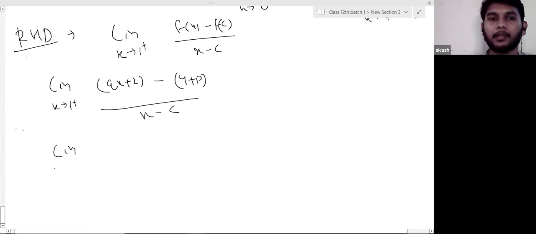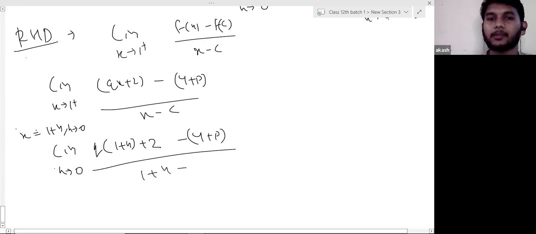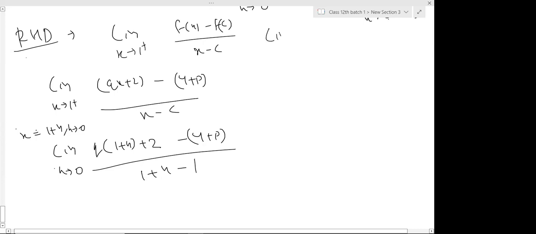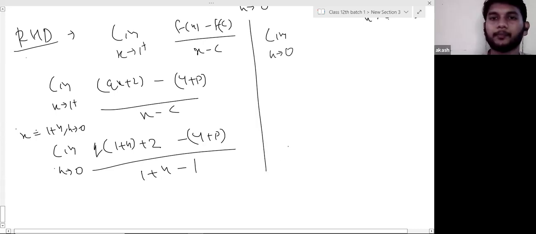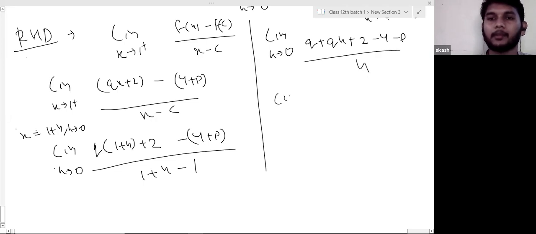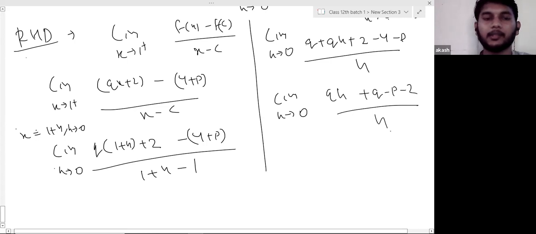So limit again, x we can put 1 plus h. So h will be tending to 0, q times (1 plus h) plus 2 minus 4 minus p, upon 1 plus h minus 1. All right, no doubts here, Krishna? No, sir. So this is limit h tending to 0, (q plus qh plus 2 minus 4 minus p) upon h. So limit h tending to 0, (qh plus q minus p minus 2) upon h. Till now, this is clear, Krishna?